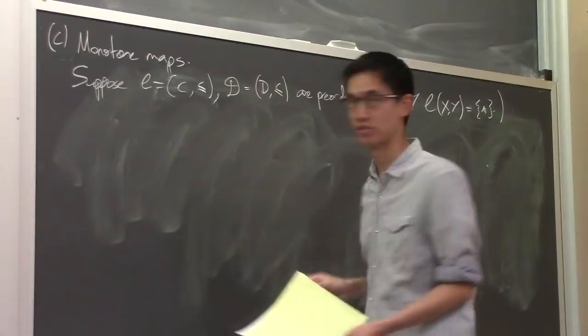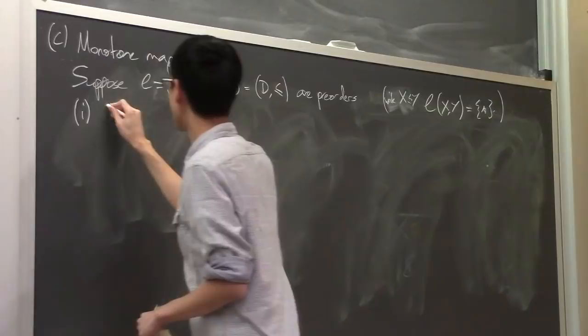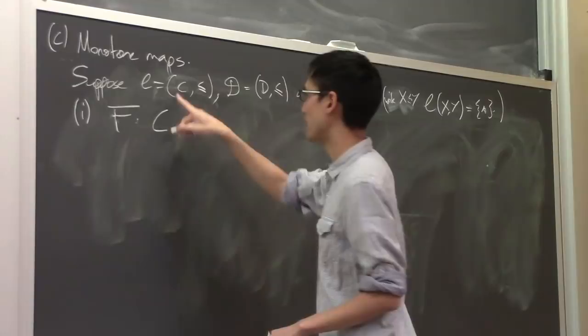Okay, so what then is a functor? First, it's a function from the objects of C, which is just the set C of elements, to the objects of D.